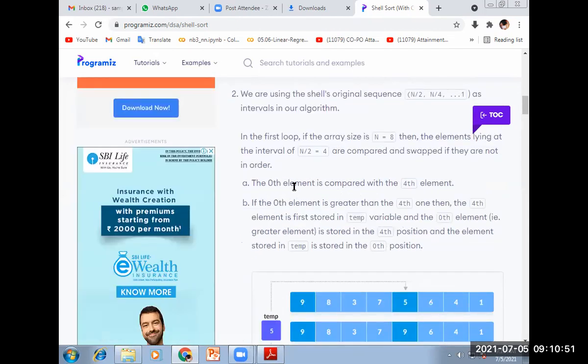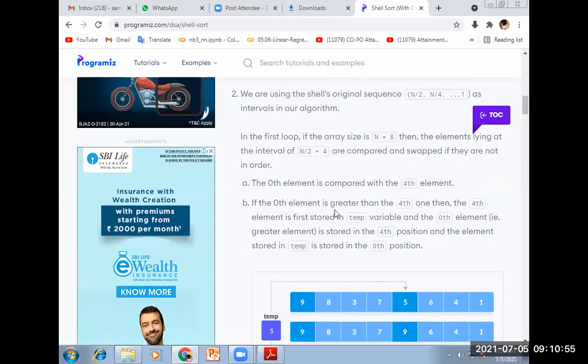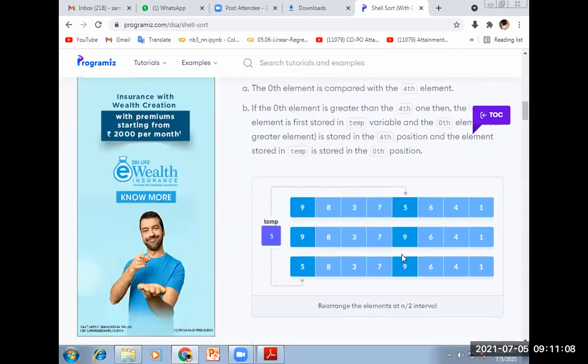See here, the 0th element is compared with the 4th element. If the 0th element is greater than the 4th one, then the 4th element is stored in a temp variable and the 0th element is stored in the 4th position. See here, this is 5 and this is 9. So what we have to do is just swap these two.